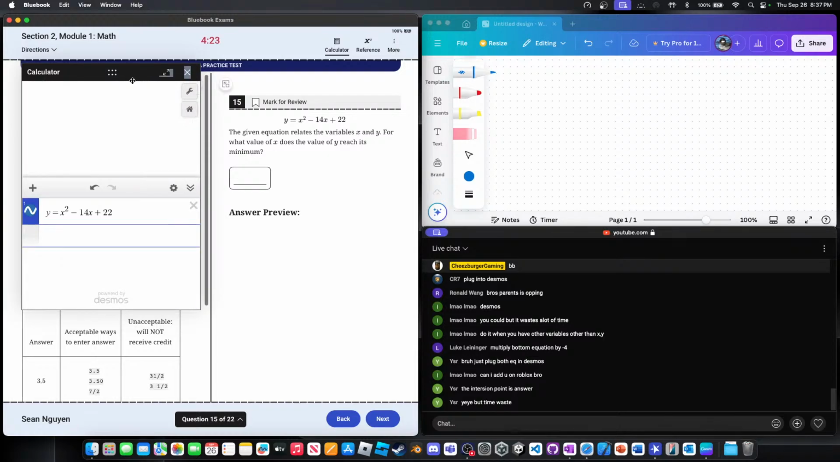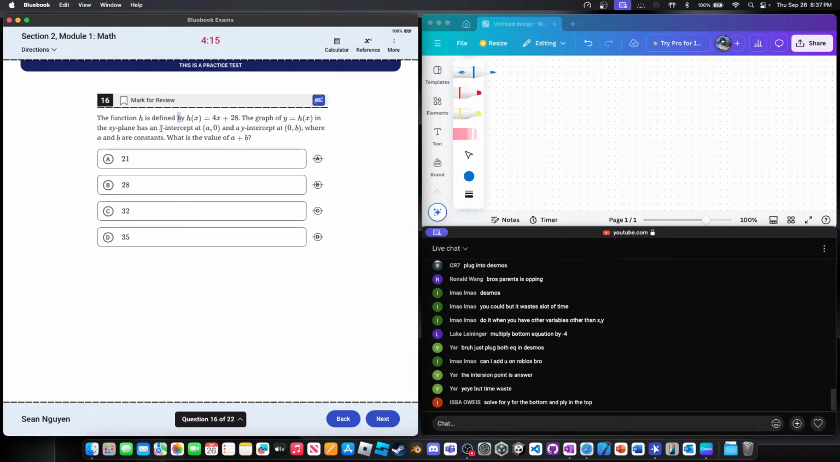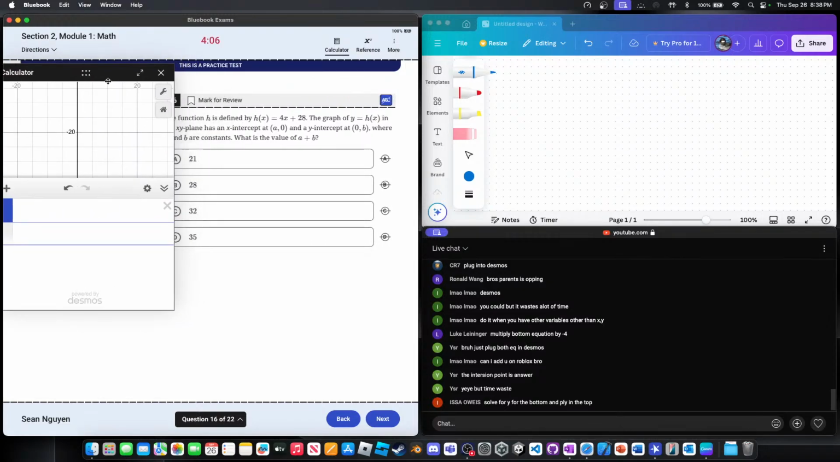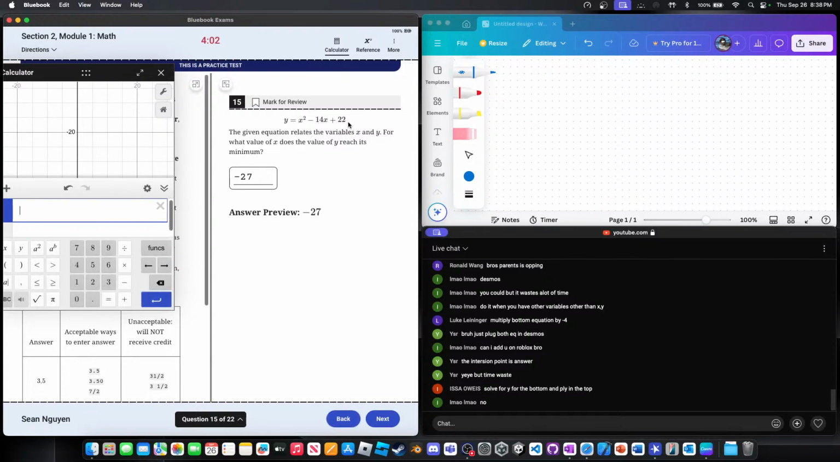What value of y does it reach its minimum? Negative 27. It's a waste of time. Function, bottom. Cool. Solve for y for the bottom and... No? It's not the answer? Wait. Negative 27 is wrong.